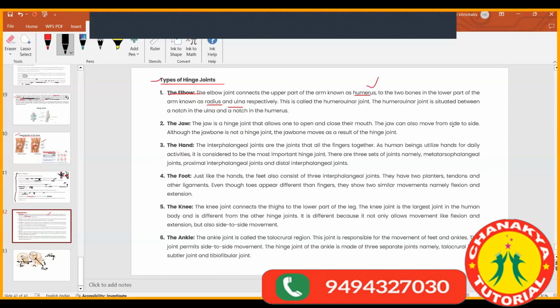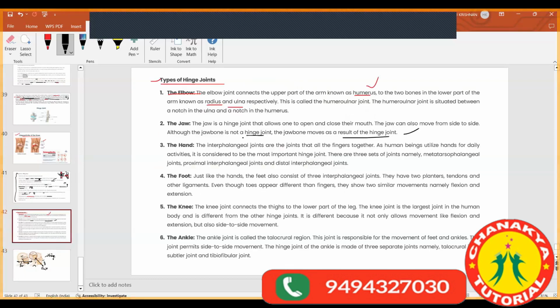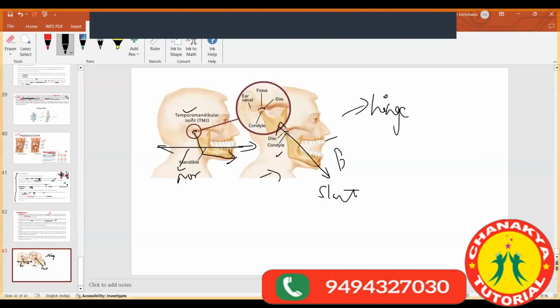The jaw can also move from one side to the other side. Although the jawbone is not a hinge joint, the jawbone moves as a result of the hinge joint. So you have to know one thing: you cannot say the jawbone is a hinge joint. The jawbone moves as a result of the hinge joint. So you have a joint here, the temporomandibular joint.